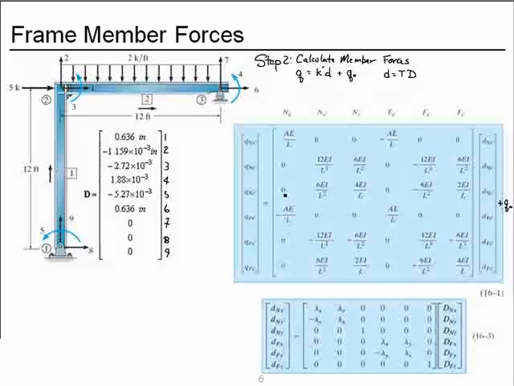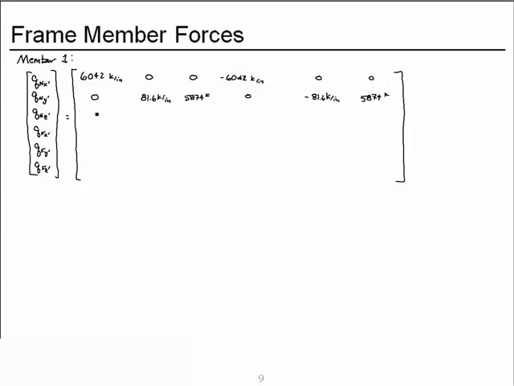Our third row, 0, 6EI over L squared, 4EI over L, 0, minus 6EI over L squared, and 2EI over L. So for member 1, that's a 0, 5874 kips. 4EI over L is 563900 kip inches. Then we have 0, minus 5874 kips, and 2EI over L is 281900 kip inches.